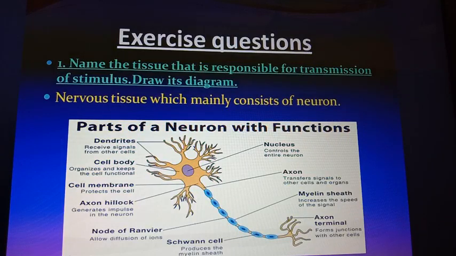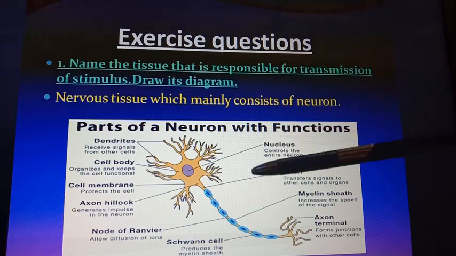So the first question is, name the tissue that is responsible for transmission of stimulus and draw its diagram. Answer is the nervous tissue, which mainly consists of neuron. So here is the diagram of neuron. You can see the parts.